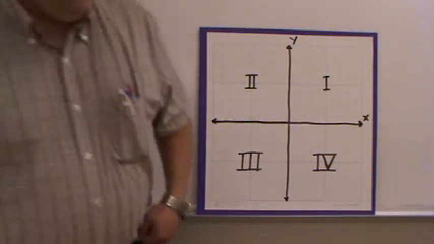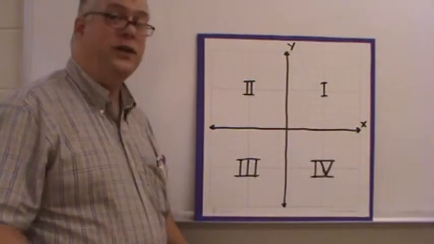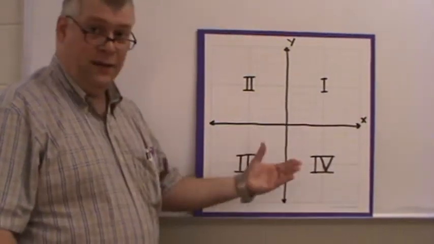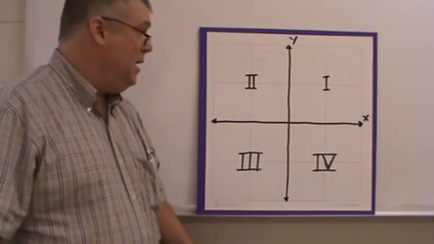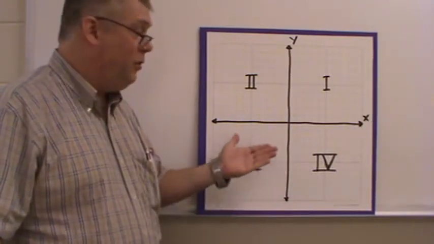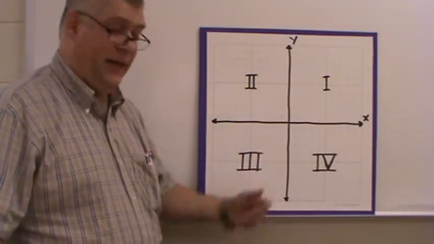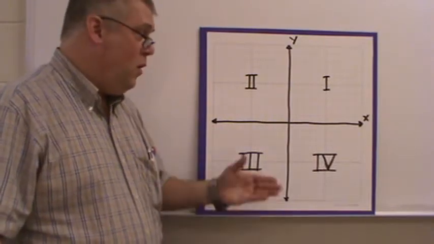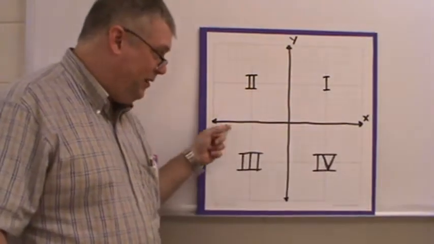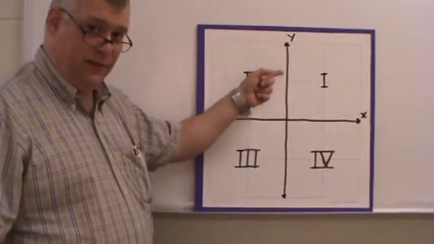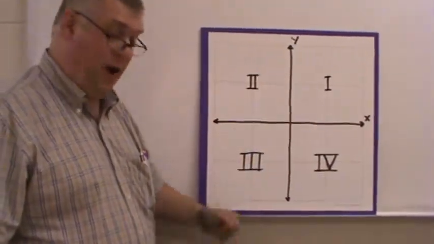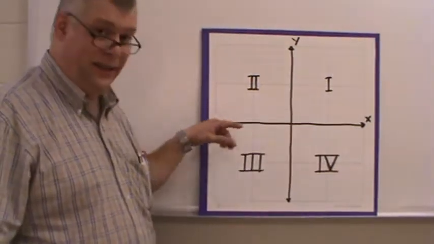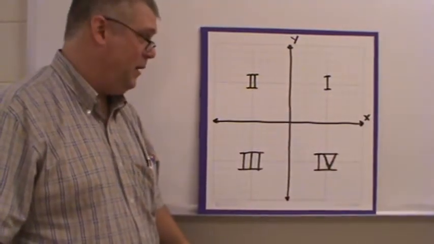Hello. I'd like to take a moment to talk to you about the coordinate plane. This here is an example of the coordinate plane. It is used to describe the location of something in space. It has an x-axis and a y-axis. The vertical axis is the y-axis, the horizontal is the x-axis.